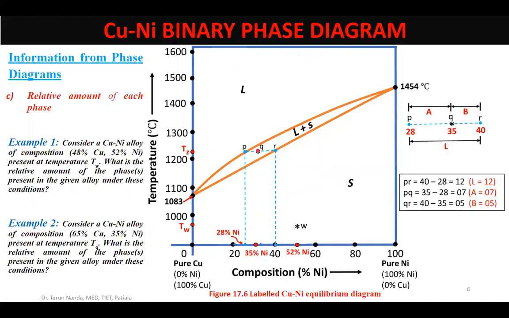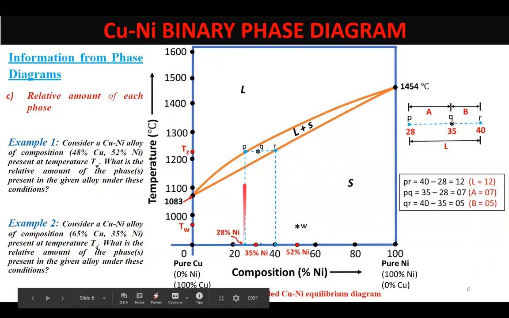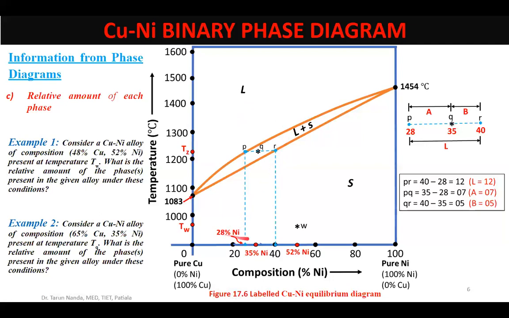So your material system is containing two phases, liquid solution and solid solution. When your system is containing two phases, who would give the chemical composition of these two phases? The tie line. P point would give the chemical composition of the liquid phase, that is 28% nickel, and R point will give the chemical composition of the solid phase, or the solid solution, that is 40% nickel.